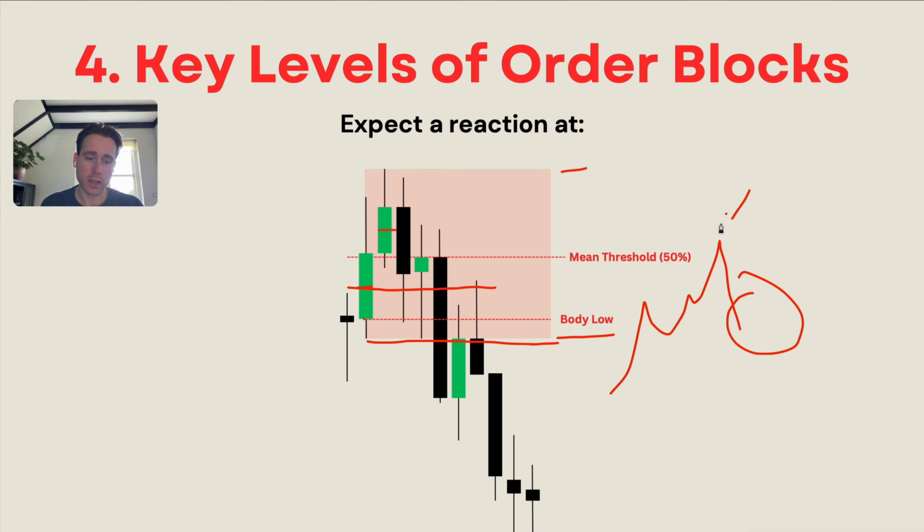So don't try to catch bottoms and tops. In this example, tops. It's not worth it. You want to have a reaction to make the most high probability trades. And when you take your trade right here, you can just put your stop loss above the high of the reaction and just trade lower, making your trades higher probability.